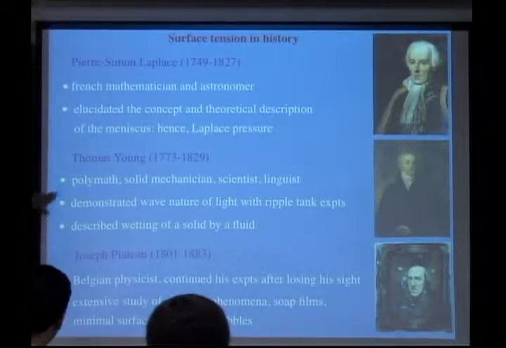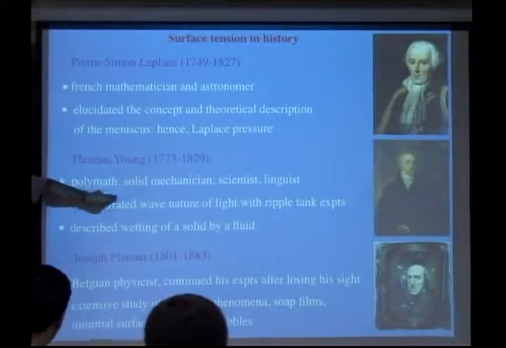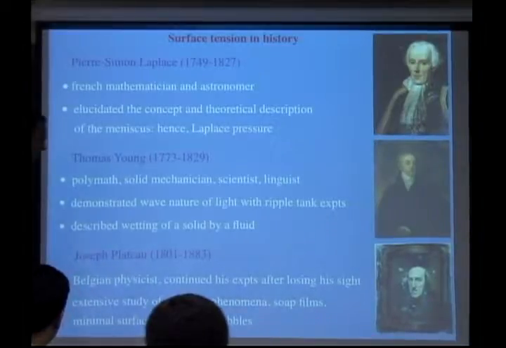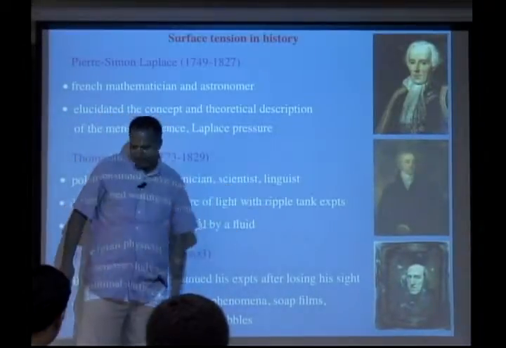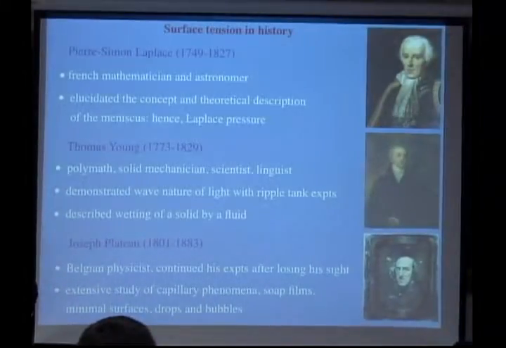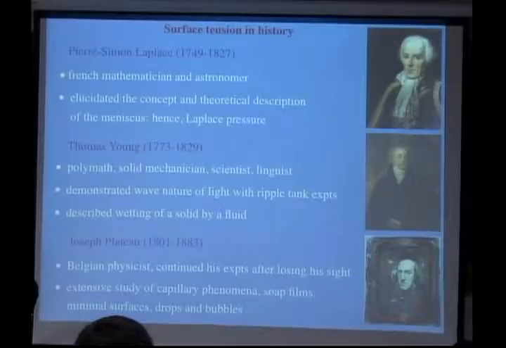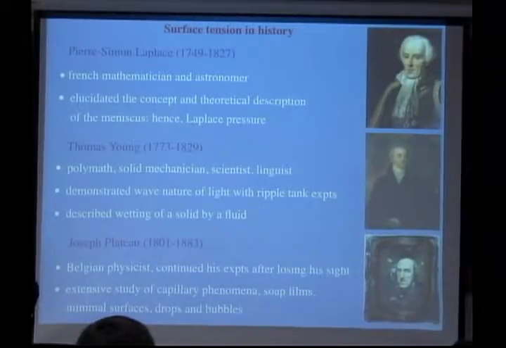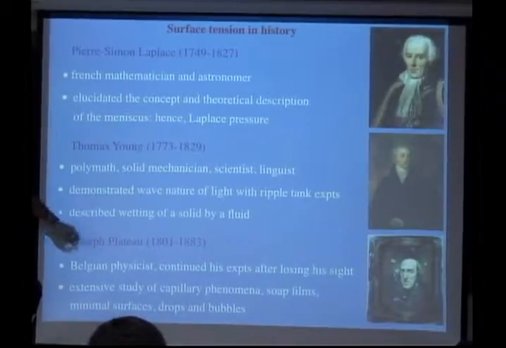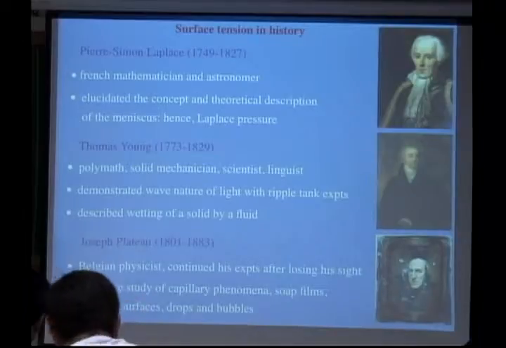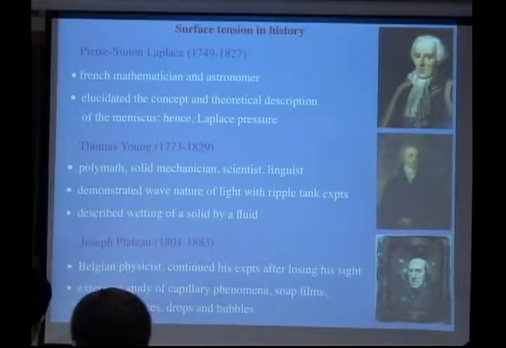So Thomas Young was another so-called polymath, which means he's basically good at everything. He did solid mechanics, so Young's law. He was a scientist. He also translated the Rosetta Stone. So he was an incredibly talented character, and he also looked at the nature of light with ripple tank experiments, and he looked at the wetting of a solid with a fluid. So when you put a blob of fluid onto a solid, what shape does it take?